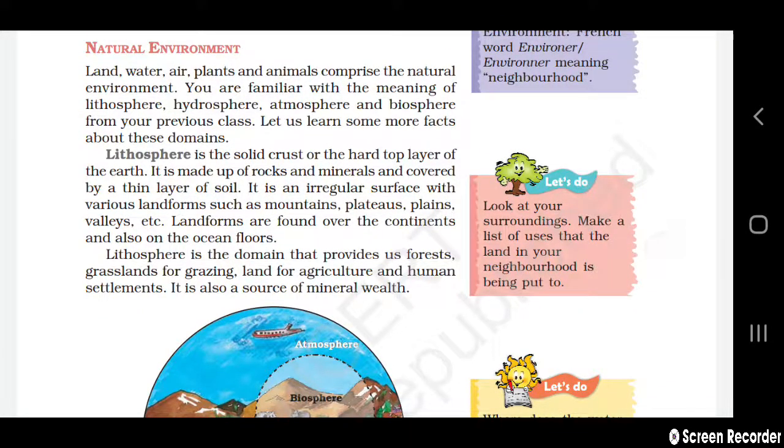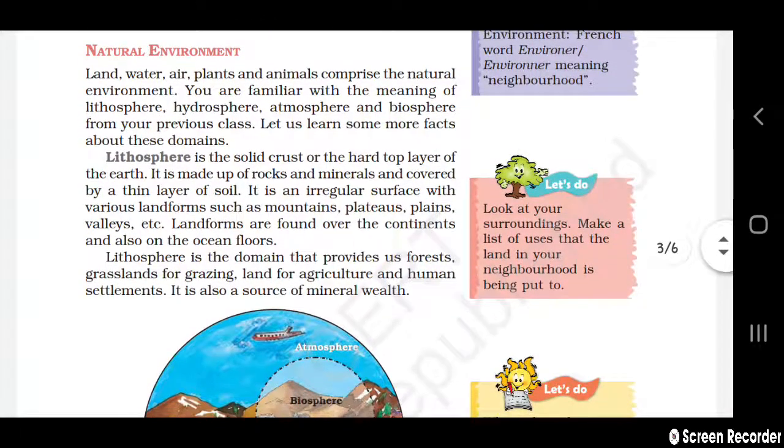Natural environment: land, water, air, plants and animals comprise the natural environment. You are familiar with the meaning of lithosphere, hydrosphere, atmosphere and biosphere from your previous class. You have learned about these things in social studies. Let us learn some more facts about these domains, some more facts about the lithosphere.